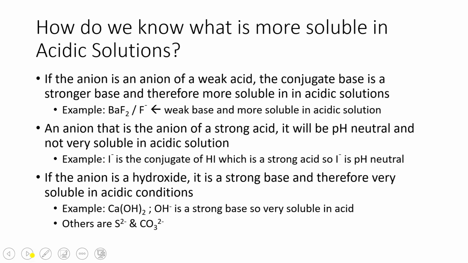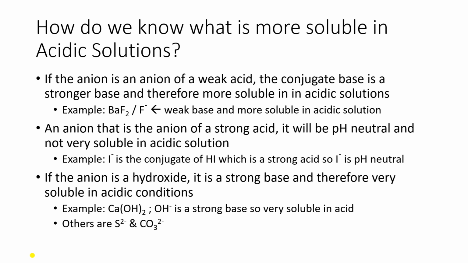So first and foremost, how do we know how to predict what's going to be more soluble in acidic solutions? There's a couple different things we can look at. The first thing is the anion. If the anion is an anion of a weak acid, that means the conjugate base is going to be strong. Okay, so if the conjugate base is strong, then it'll be more soluble in acidic solutions.